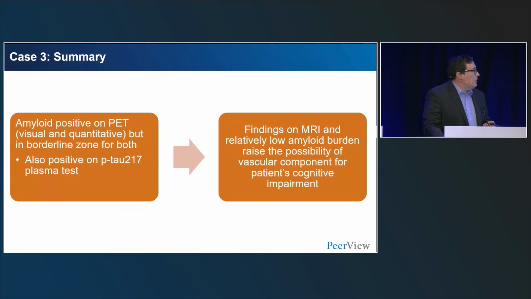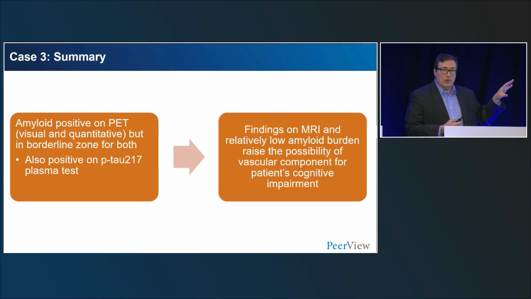All right. So, it's kind of in this borderline zone. They did have a positive p-tau217. And I think what's kind of interesting, in addition to the imaging interpretation point, is that at this low level of amyloid burden, it's at least worth thinking about: does this patient have multiple causes, or even just a different cause of their cognitive impairment, and they just happen to have amyloid pathology?